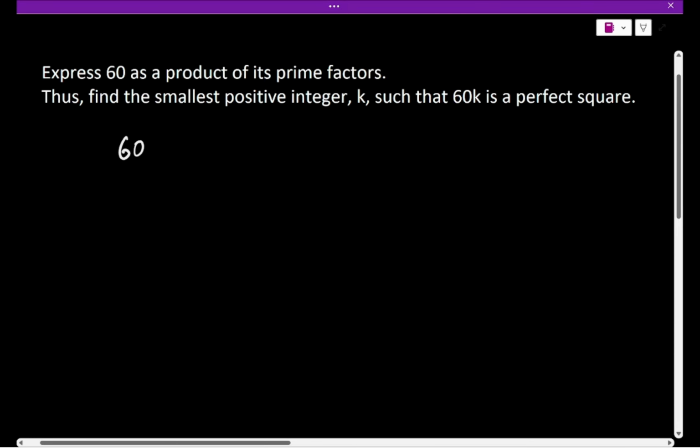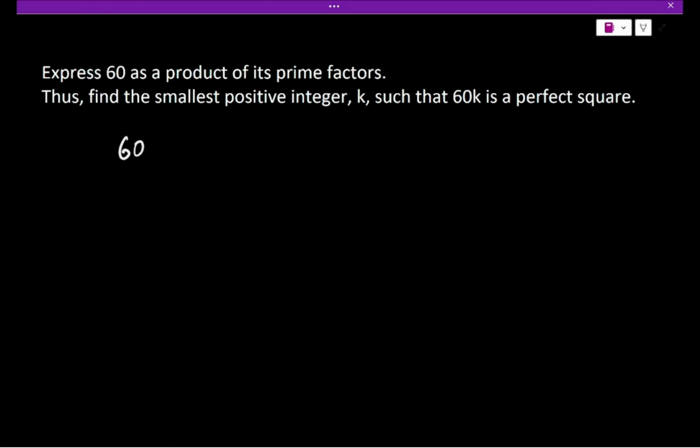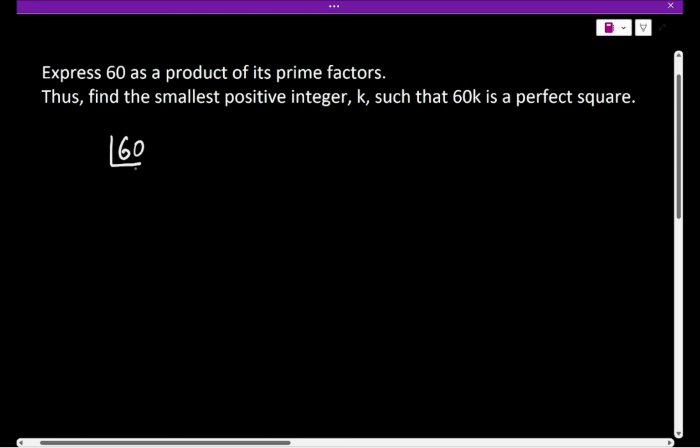What we do is divide it by the smallest prime number until it cannot be divided anymore. So in this case, the smallest prime number is going to be 2. 60 divided by 2 is 30. Can we divide it by 2 again? Well, yeah. And this gives us 15.